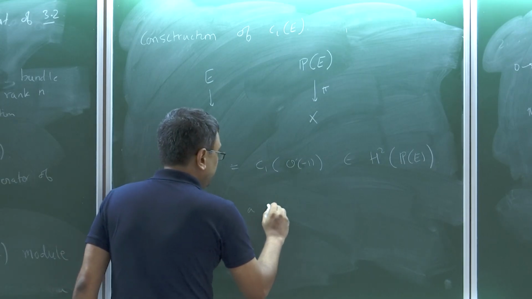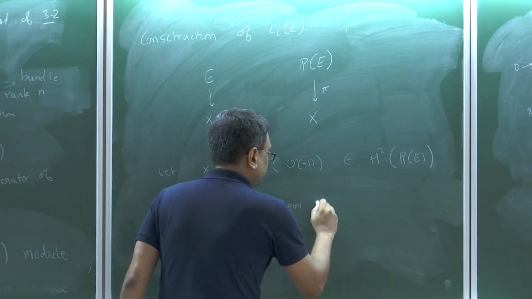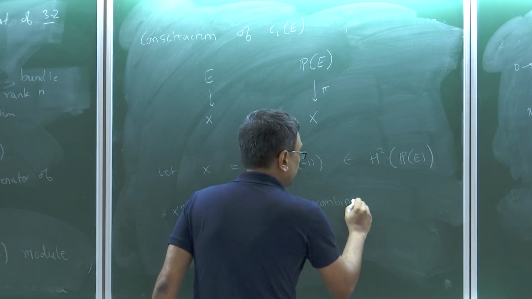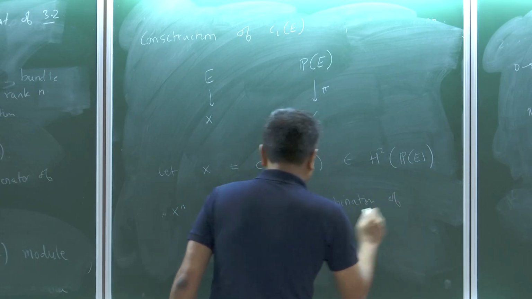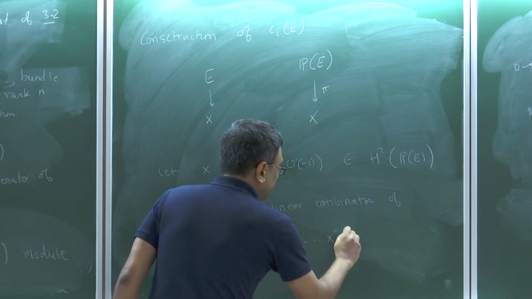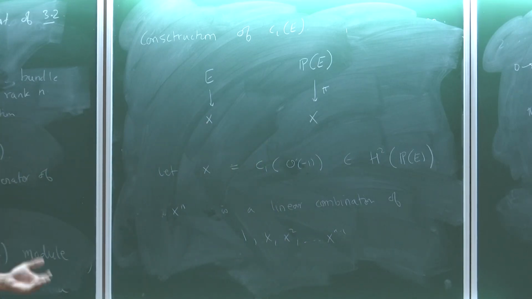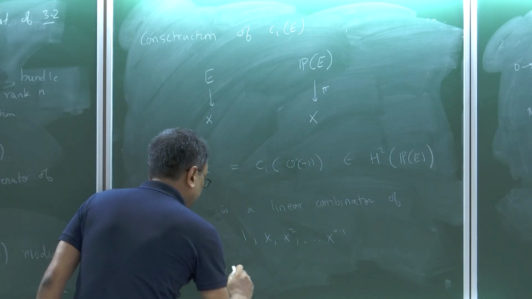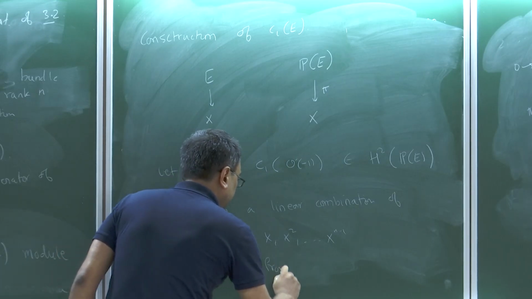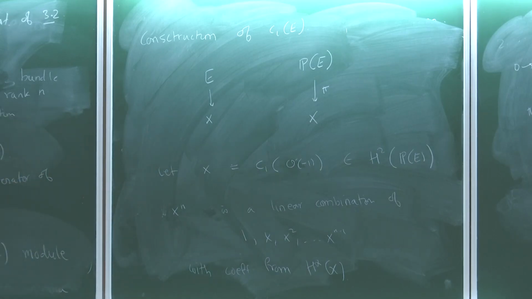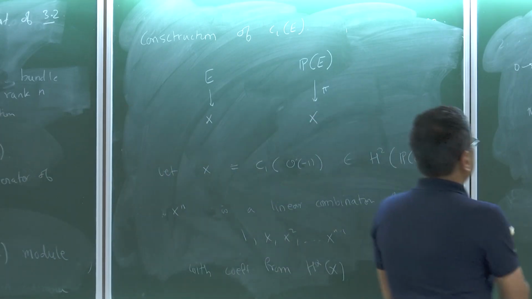a linear combination of 1, x, x square up to x to the power n minus 1, with coefficients from the cohomology of the base, so with coefficients from H star of X. That is the consequence of this being a free module over this. So let us write down this linear combination in the following way.